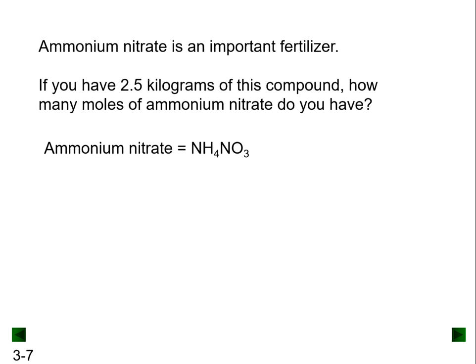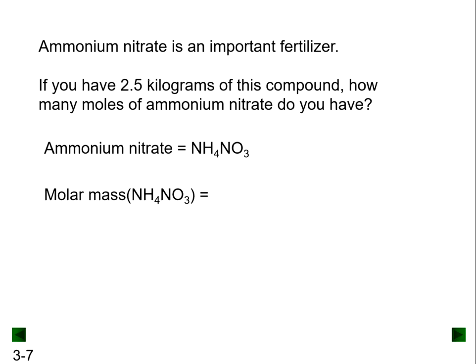Our first step is to identify the formula of ammonium nitrate. We have two polyatomic ions bound into an ionic compound. We know NH4+ and NO3- are our ammonium and our nitrate, respectively. They each have a +1 or a -1 charge, so we just need one of each.